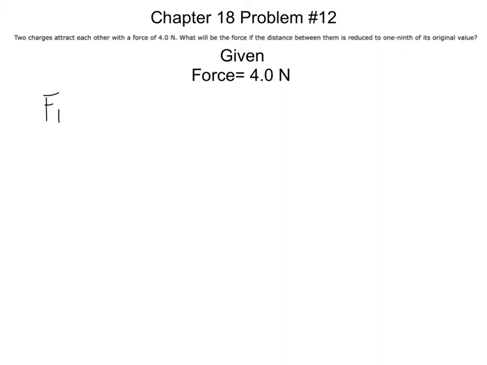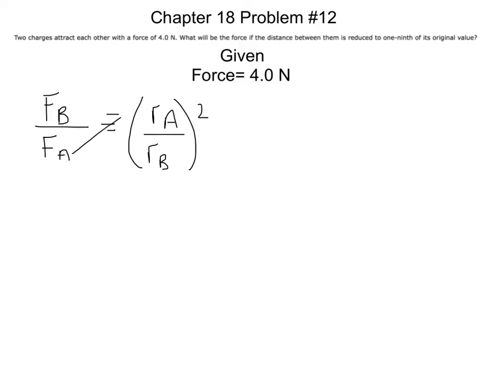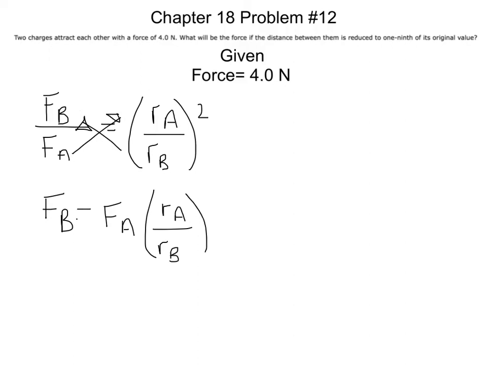So FB over FA is equal to RA over RB all squared. And then you cross multiply to get FB on one side. And you'll end up with FB equals FA times RA over RB all squared.